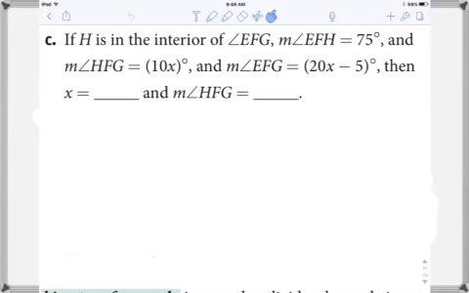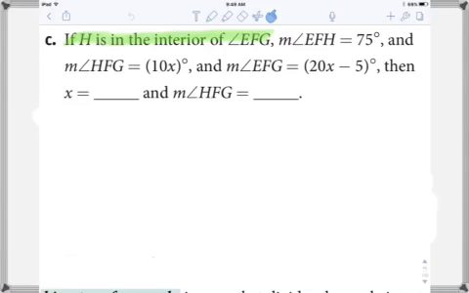Today we're going to look at an angle addition postulate problem. Okay, so we're going to start this. As we're reading this, if H is in the interior of angle EFG, I'm going to stop right there, and we're actually going to draw this.